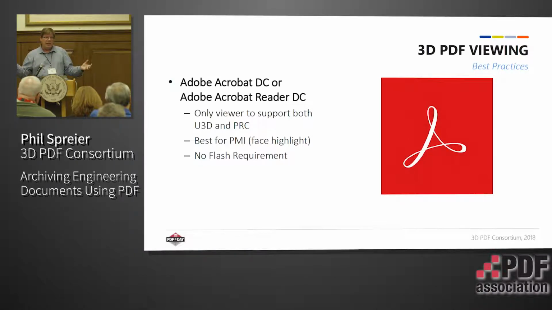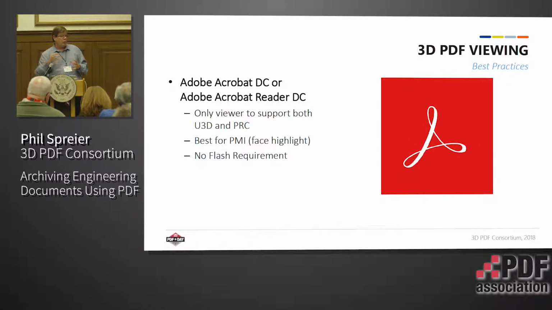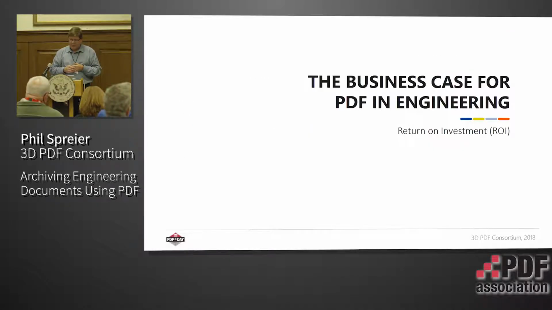So inside of PDF, this 3D data, you can carry it in 2 types of formats. One's called U3D and one's called PRC. If there are other 3D viewers, most 3D viewers will only view one of those, 0 or 1. And the Adobe product will view both of them. So if you're getting a 3D PDF and you want to be sure that you can read it, we find that the Adobe product is the one that certainly has the best track record of that.